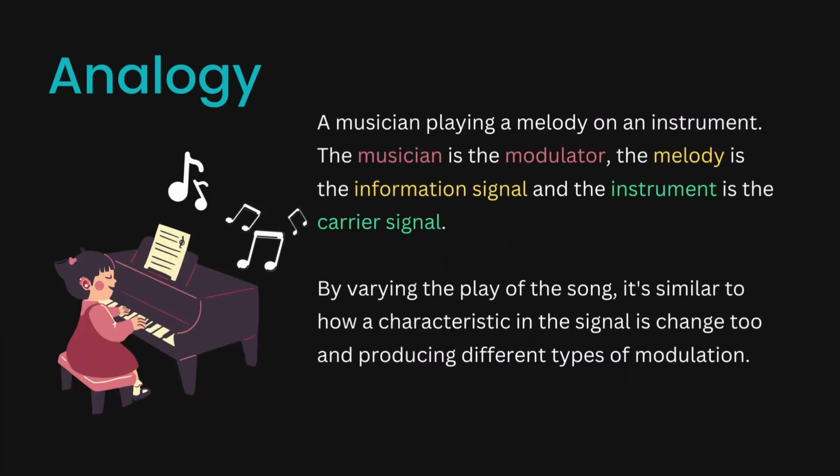To help you understand modulation more, here is a simple analogy. A musician playing a melody on an instrument. The musician is the modulator, the melody is the information signal, and the instrument is the carrier signal. By varying the play of the song, it is similar to how a characteristic in the signal is changed, producing different types of modulation.